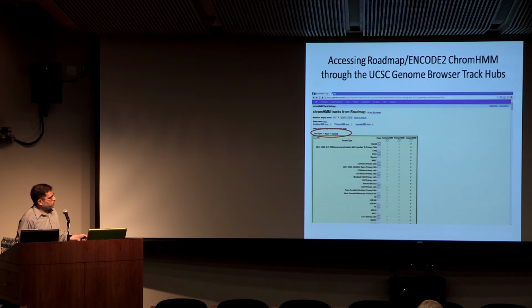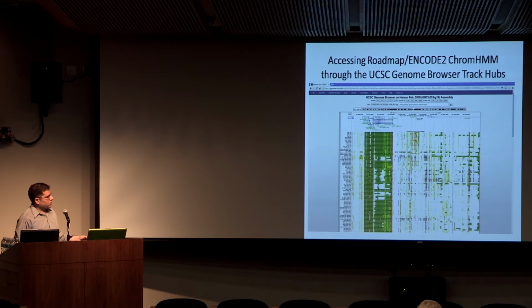Once you submit that, you can go back here, and now you have it loaded in the browser, the chromatin state annotation right there for all these cell and tissue types, and you can open other tracks you might be interested in and compare it.